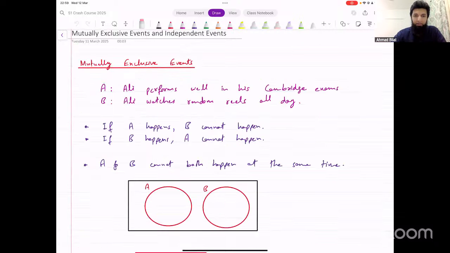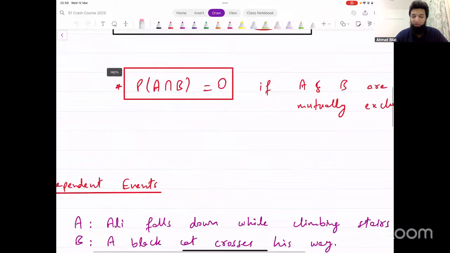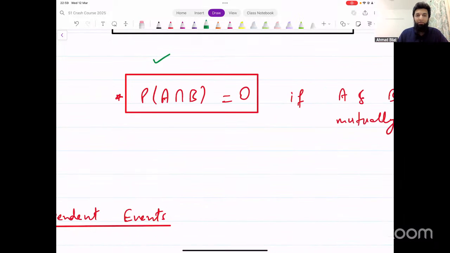What are mutually exclusive events? These are events in which if one event happens, the other cannot happen. Or in other words, mutually exclusive events are events that cannot both happen at the same time, right? If one happens, the other cannot happen. If the second happens, the first cannot happen. How do you prove that two events are mutually exclusive? If the probability of intersection is equal to 0, that means that those events are mutually exclusive.